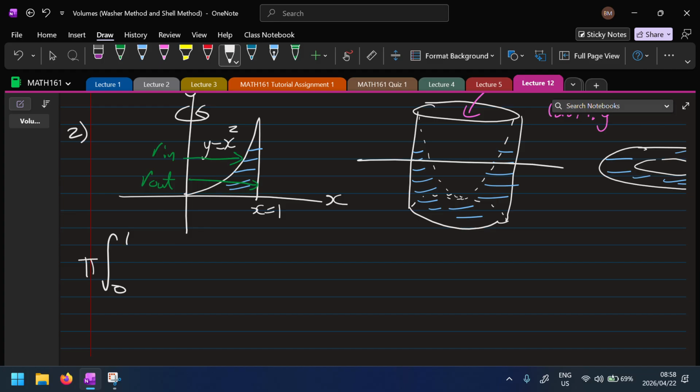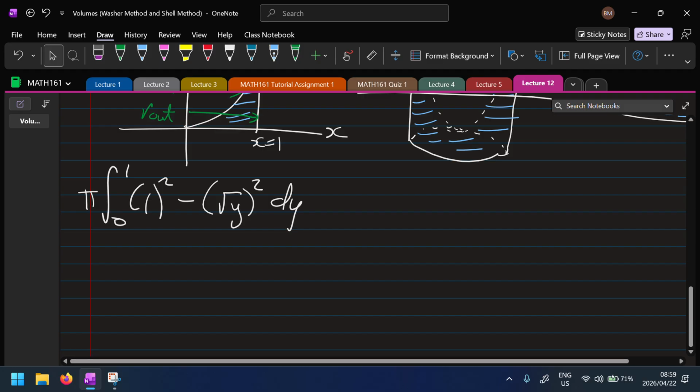The pi we can take out. Then we need the outer radius squared. The outer radius was just 1. It's just fixed, constant 1. So we have 1 squared minus the inner radius. What's that going to be? Root y. Very good. Because that radius is an x value. So if y equals x squared, then x equals root y. And then we need dy, again, because our cross sections are along y. Okay, everyone clear on that?